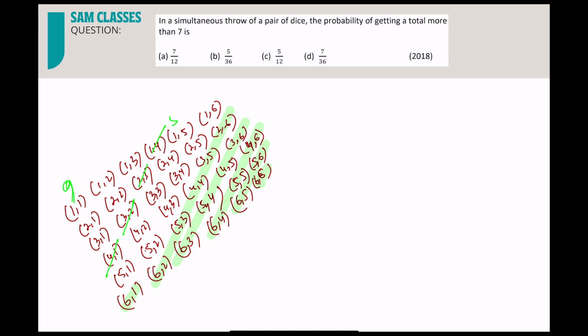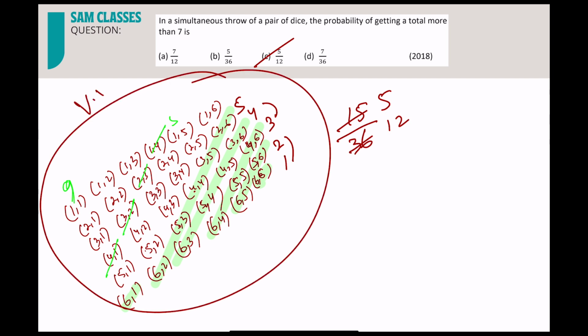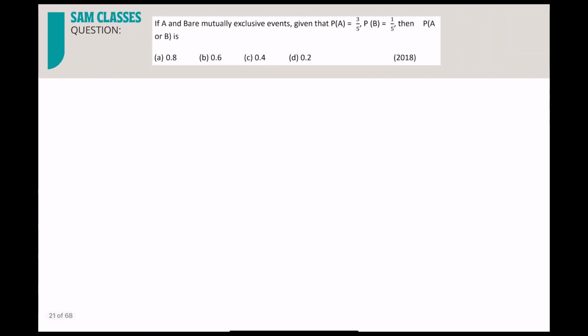So how many outcomes do we have here? If you remember directly: 5, 4, 3, 2, 1. We already know 7 and 3, 10 and 15. So 15 by 36. Three 5s are 15, three 12s are 36, so 5 by 12 is the answer. This part is very, very important. You just need to keep this in mind. Almost every year we can see a question from this part. Okay, let's see the next question.